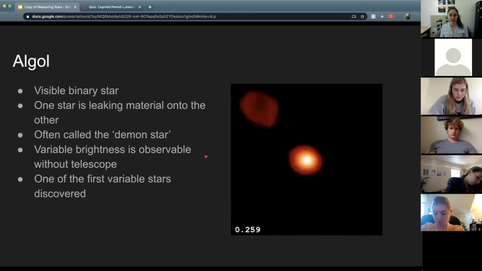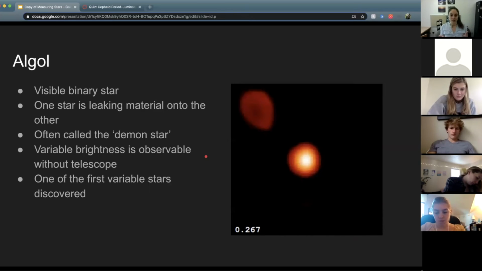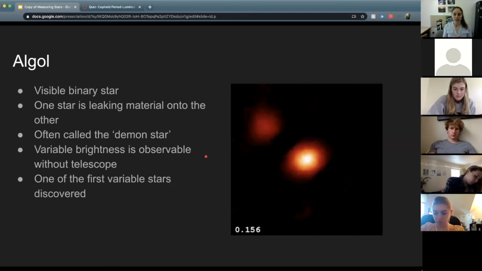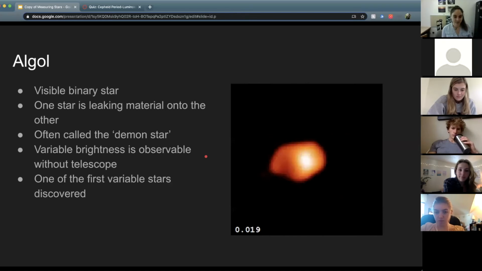And so that led early astronomers to name Algol the demon star, because it's kind of red and it has weird changes in brightness over time. And they could actually measure the variabilities in brightness without a telescope, so making it one of the first variable stars discovered, which is pretty neat. And you know, we're getting close to Halloween, so gotta throw in the demon star.